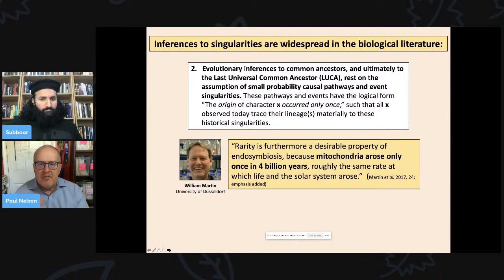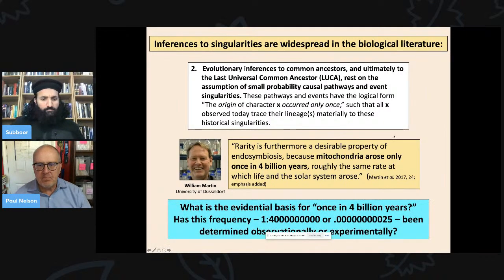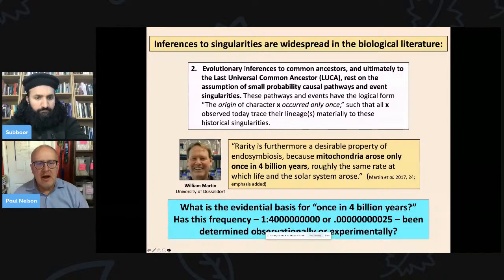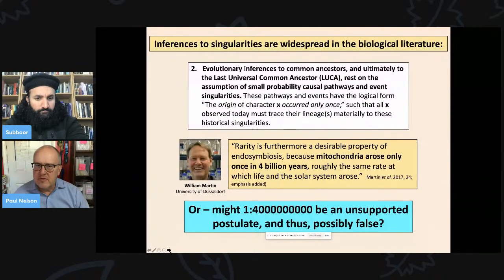Martin says in this paper that event happened once in 4 billion years. And he says roughly at the same rate at which life and the solar system arose. So we're looking at a frequency here, pretty small, right? You need a very large window of time, 4 billion years, and you're going to get this event once within that span of time. Okay. Now, you might ask, well, how does he know this, right? How is that frequency determined? Is it known experimentally? Is it known observationally? Or is it an unsupported postulate and thus possibly false?